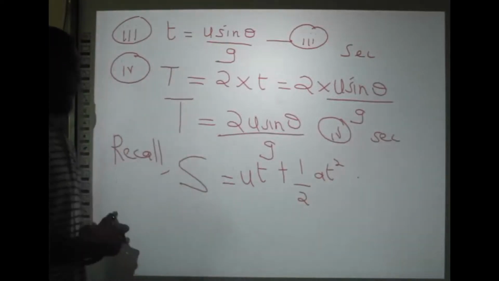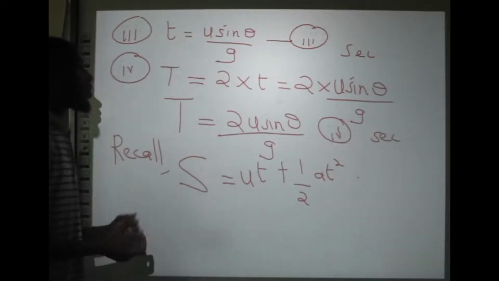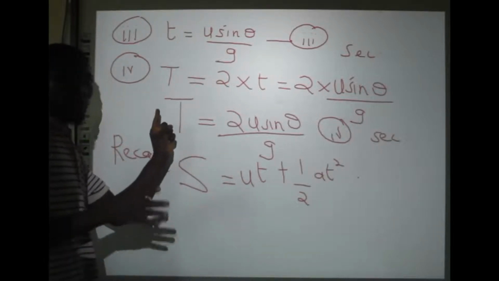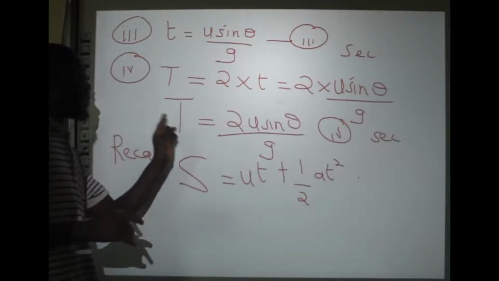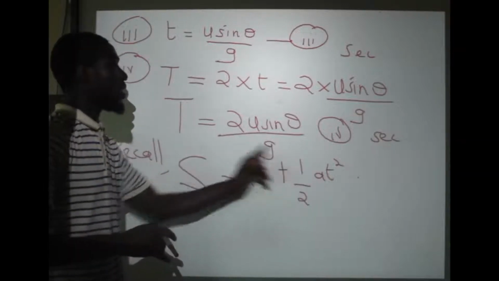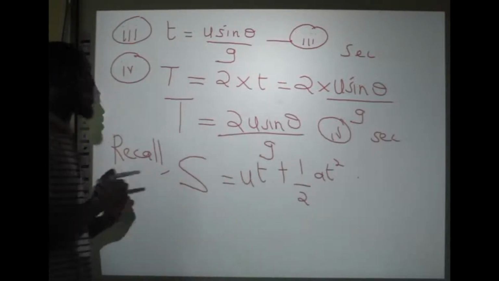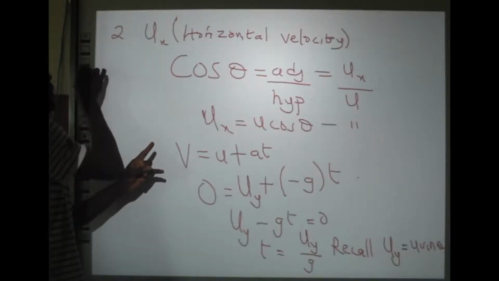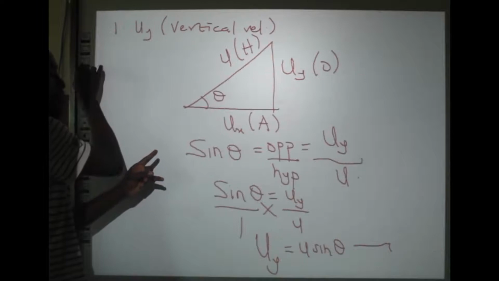Now, for the time of flight, don't forget, we said that our capital letter T, don't mix them, our capital letter T is the time of flight, while our small letter t is the time taken to reach the maximum height. So in this case, let me refer back to the other equations if I'm not mixing them up.